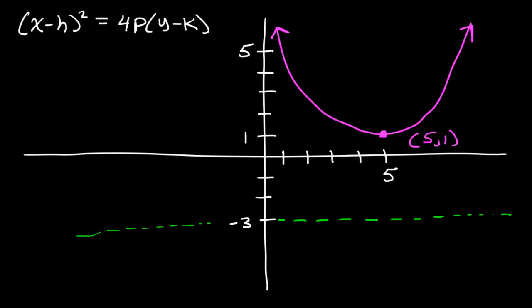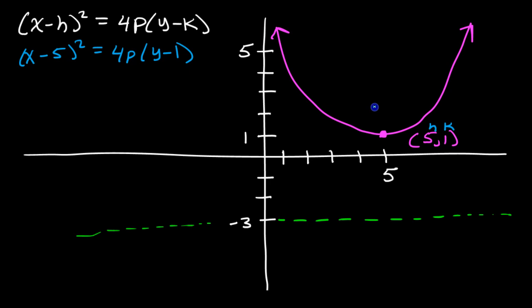So this is going to be my h and my k, right? This is the h, k. So that means my equation becomes (x - 5)² = 4p(y - 1). It's the opposite of these two, really. So to complete the equation, all I need is the p-value.